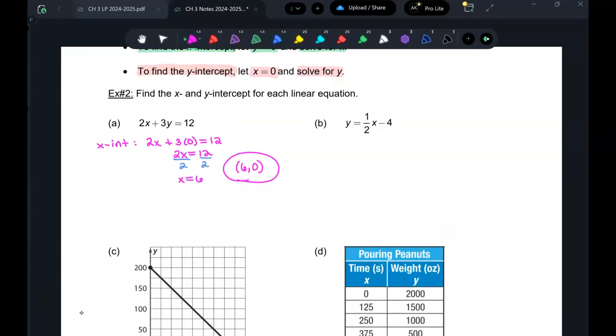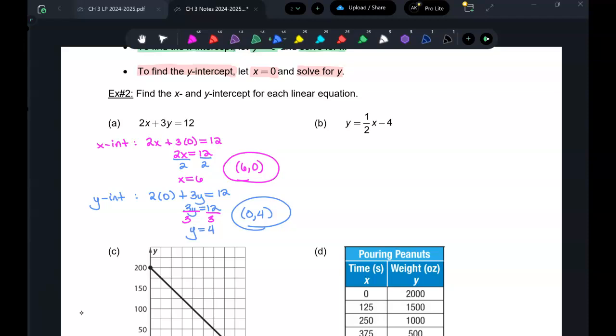Okay, so now let's do the y-intercept this time. So what do we want to make equal to 0 this time? The x. So I'll have 2 times 0 plus 3y. 2 times 0 is 0, so 3y equals 12. Then we're going to divide by 3 and then y equals 4. Good. So that means 0, comma 4. That's going to be our y-intercept.